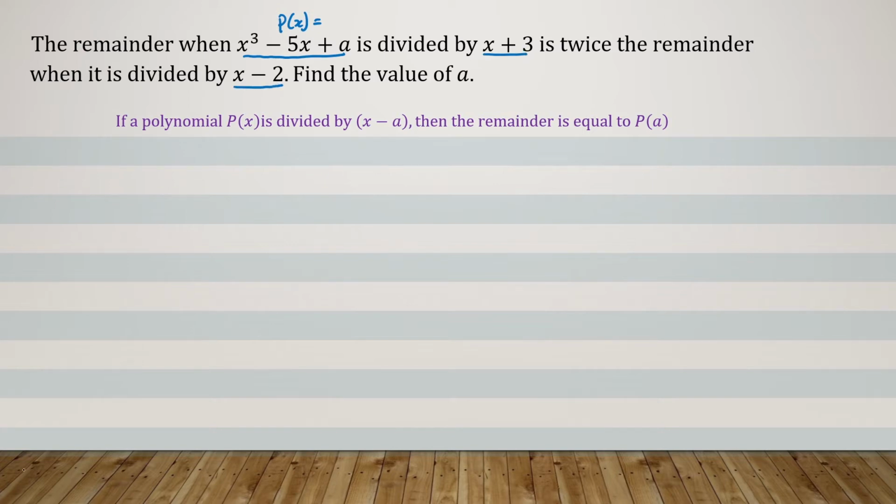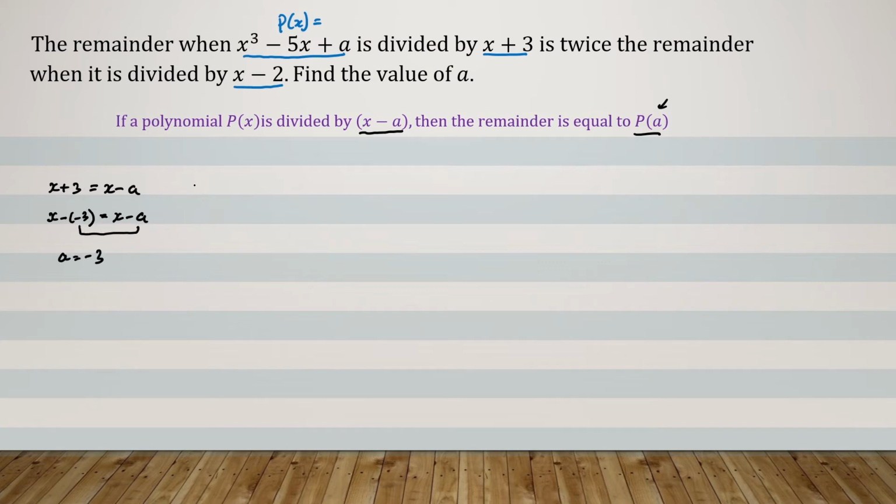Let's compare those divisors to the divisor given in the theorem. So our first divisor is x plus 3. Let's compare that to x minus a. We need to find a because that's the number we substitute into the polynomial. So in this question, we'll just rewrite the divisor as x minus negative 3, which is the same as x plus 3, equals x minus a. So you can see now that a will be equal to negative 3.